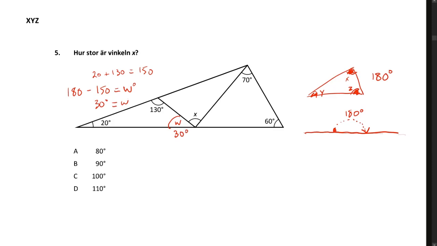Now let's focus on this triangle here. Let's call this angle Z. Zeta. Same thing applies. 70 plus 60 equals 130. And to find angle Z, we can take the difference between 180 minus 130, and that's going to be 50 degrees.